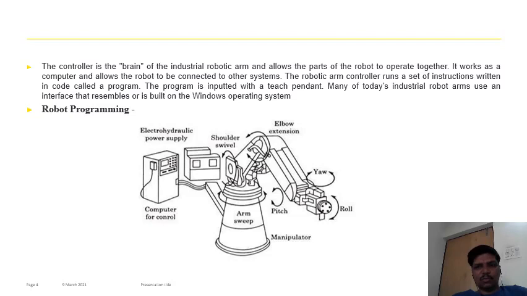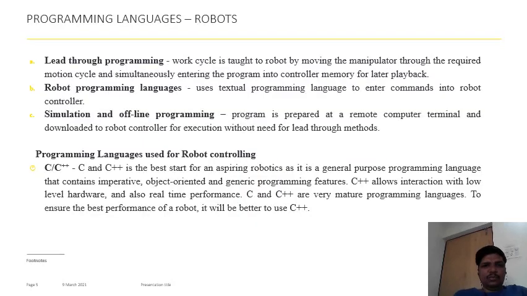Many of today's industrial robot arms use an interface that resembles or is built on the Windows operating system. Now a typical robot has been shown in the slide with computer control, electro-hydraulic power supply, shoulder swiveling, elbow extension, yaw, pitch and roll that we have studied in previous videos, and that forms a manipulator with arm, base and the roll or wrist part. That is what a robot looks like in the diagram. And now we'll shift to the programs.